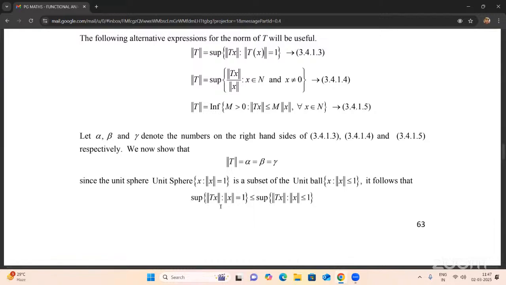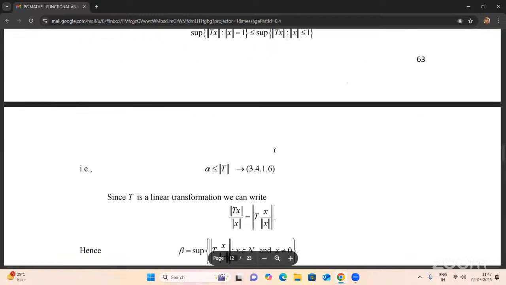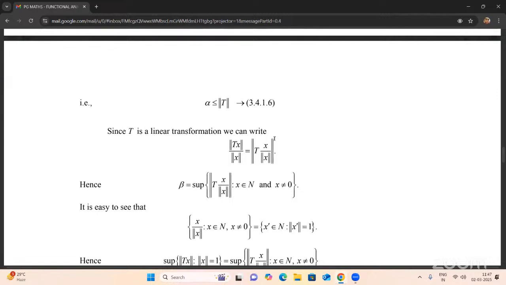Yes, there is no doubt. Here norm T of X from norm X equal to 1 means this condition is alpha. Here alpha is less than or equal to the supremum of norm T of X from norm X less than or equal to 1 through the unit ball. So alpha is less than or equal to norm T. That is another condition.